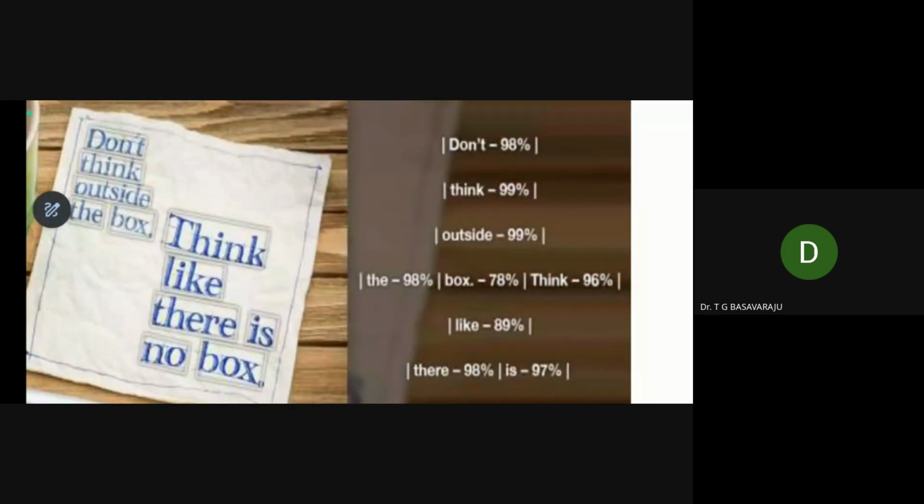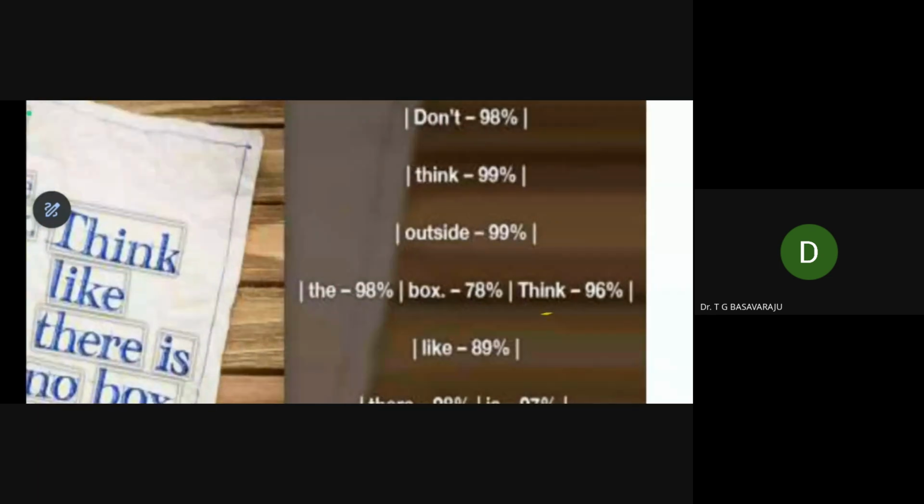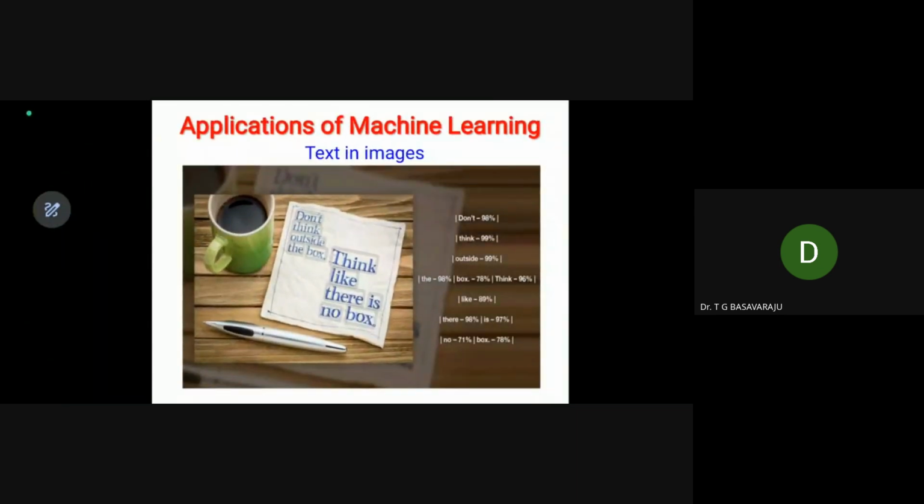See, "don't think outside the box." So "don't" is 98%, "think" is 99%. So what it is doing behind the scene is natural language processing, trying to find out the text behind this particular image, what those words are, and we are trying to predict whether it is this word or not. Like that you can do text in images analysis.